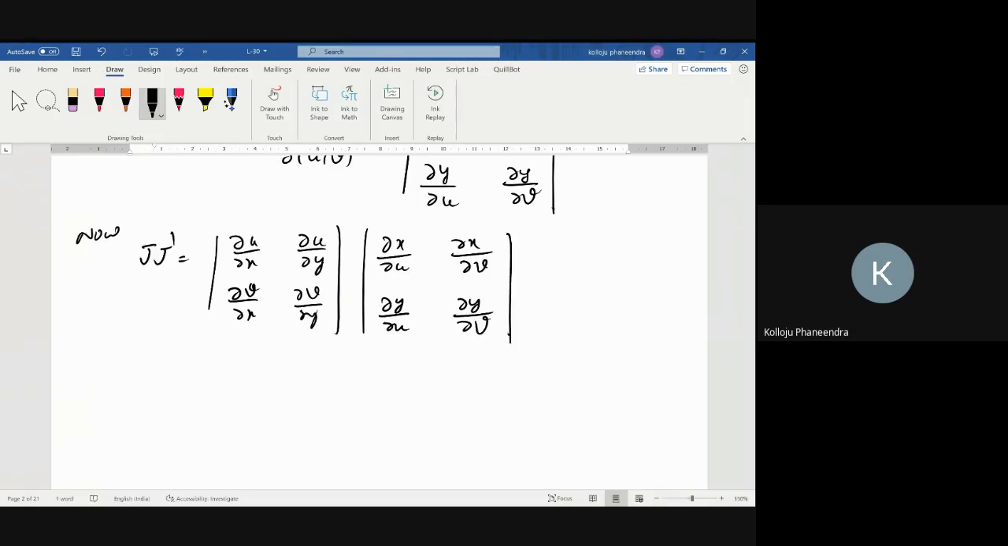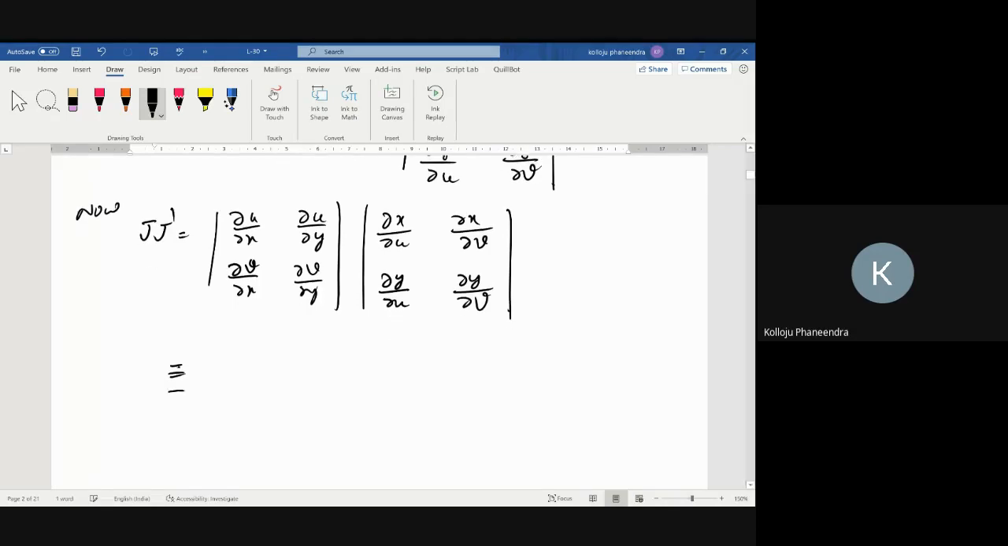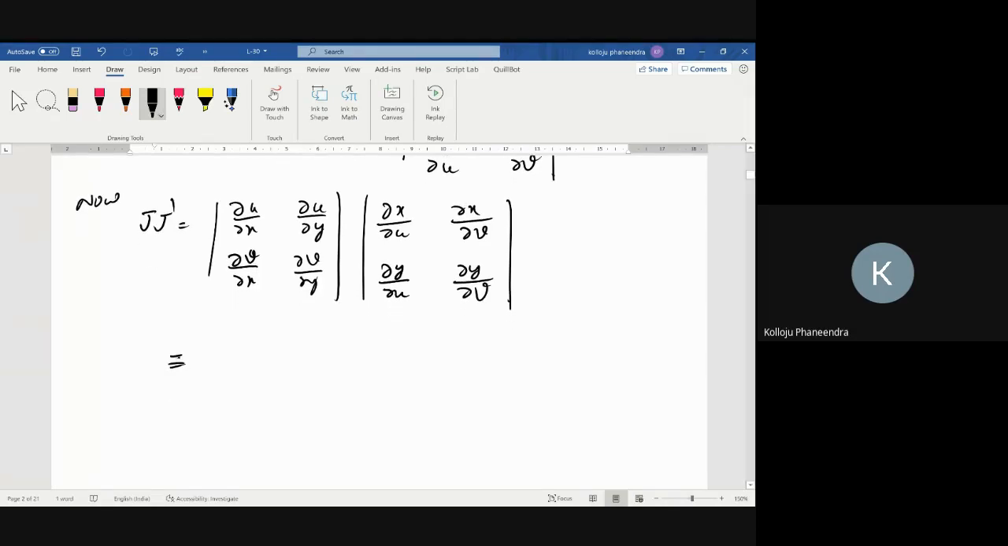Now taking the product, and remember, to get one value, one manipulation we are doing here. What is that? Dou u by dou x, dou u by dou y, dou v by dou x. If I take the product, dou u by dou x, dou x by dou u, dou u by dou y, dou y by dou u, you will get that dou v by dou x. Yeah, you can take directly, I think, right? Dou u by dou x, dou y by dou u. If I take the product of these two, no need of this.